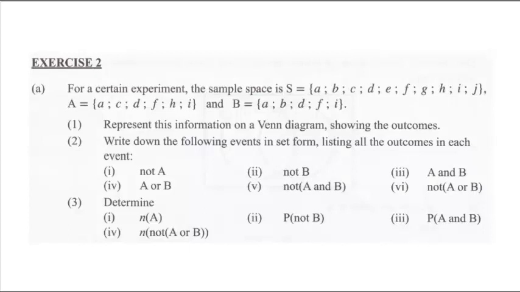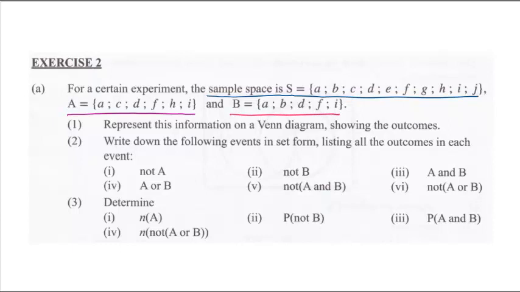Question number 1 says, represent the information on a Venn diagram showing the outcomes. Now, based on the question, I have 3 sets of information, right? I have a sample space, which is S, and then I have event A, and I have event B.